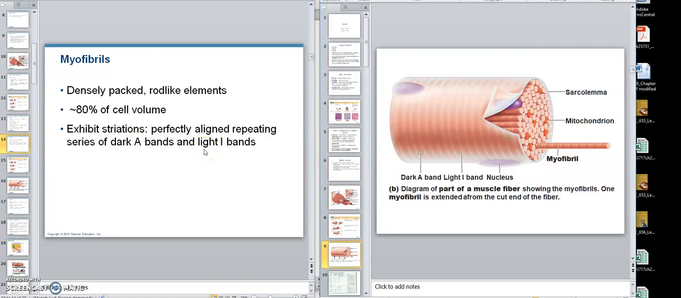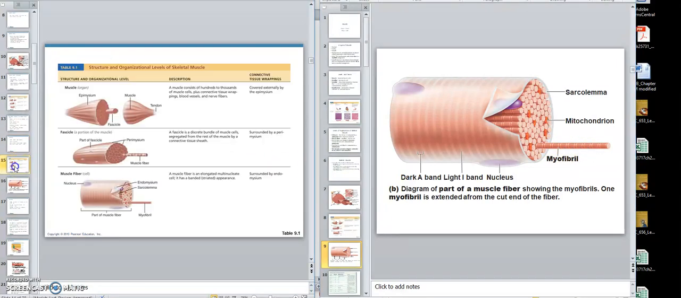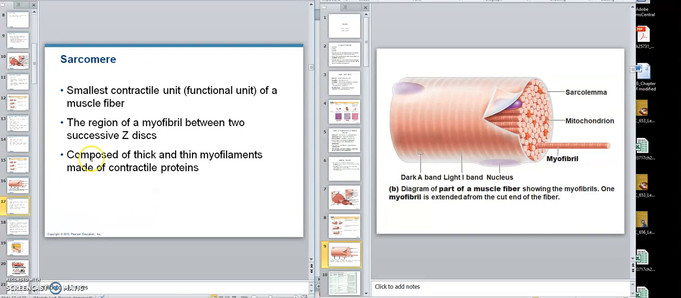Why? Because I told you earlier that in skeletal muscle and cardiac, the myofilaments, which are in here, are arranged in a myofibril pattern. Okay? So that's what we're looking at. So we come here. Here's that muscle fiber, myofibril. So we go a little further here. The smallest contractile unit of a muscle fiber is a sarcomere. So now this is where we get into this picture here.